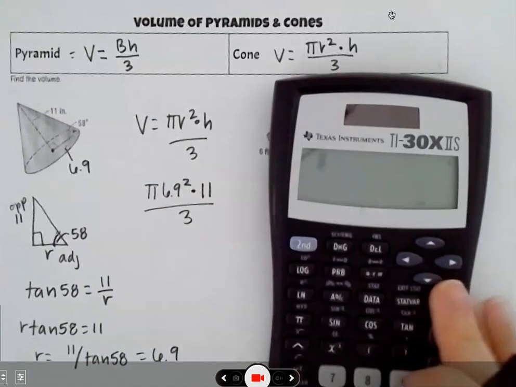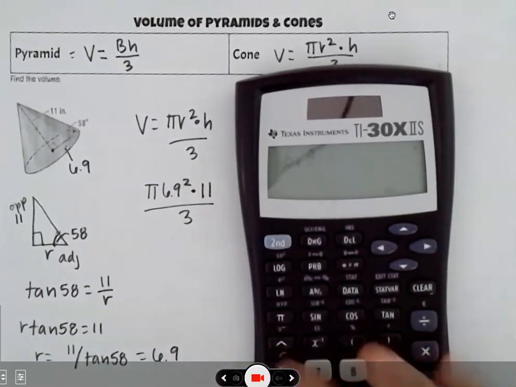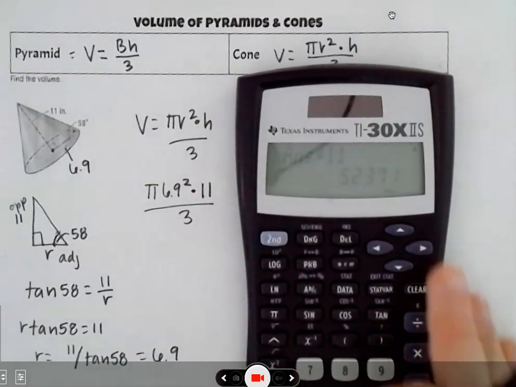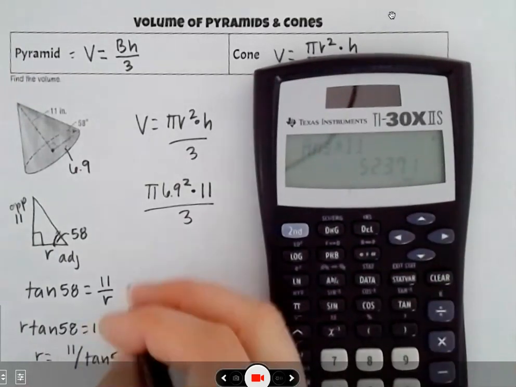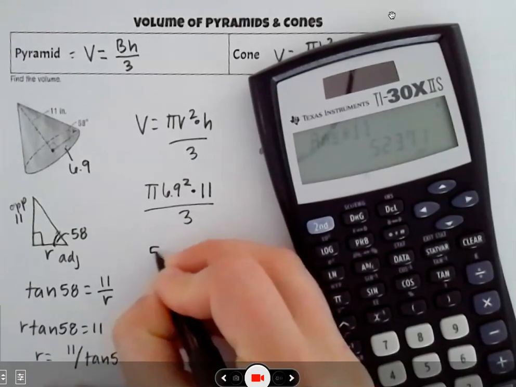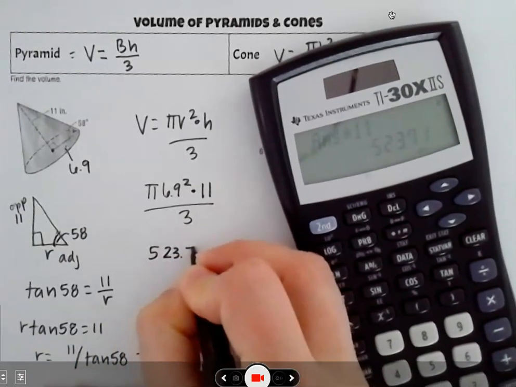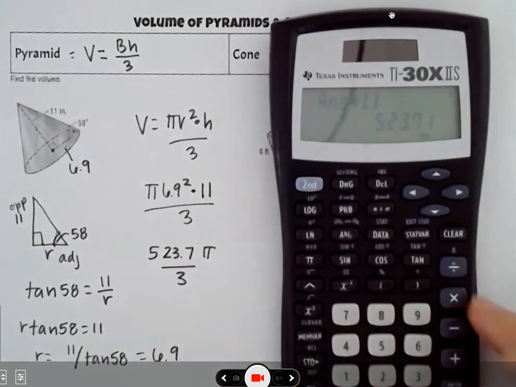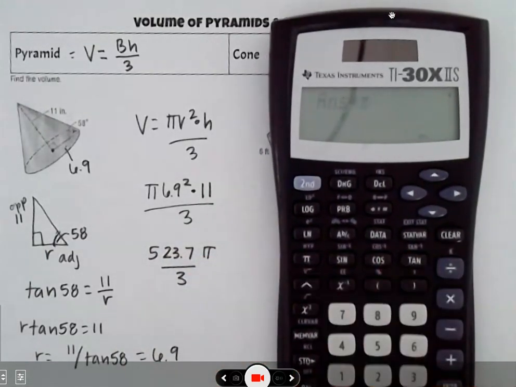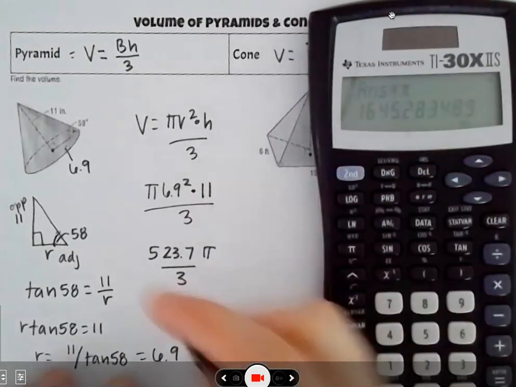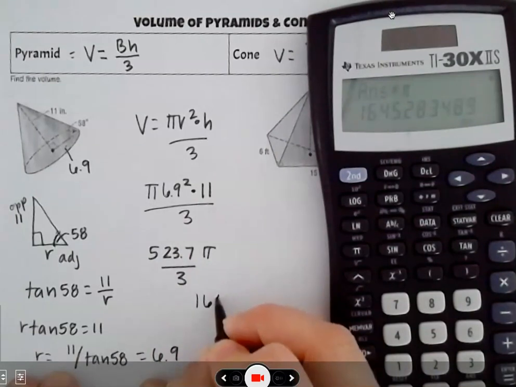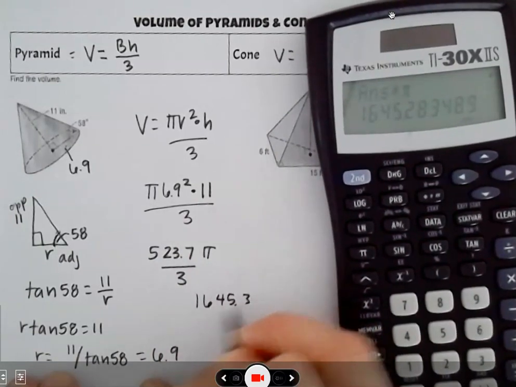So let's figure out what is 6.9 squared times 11. So I get about 523.7 pi all over 3. Now multiply this by pi. And now we have 1,645.3 divided by pi.